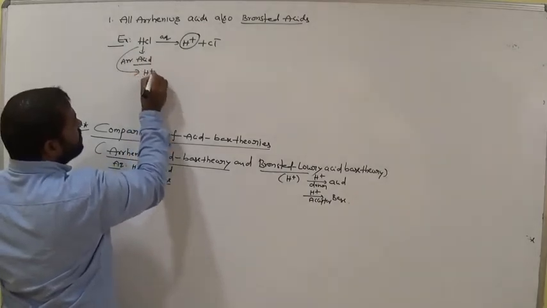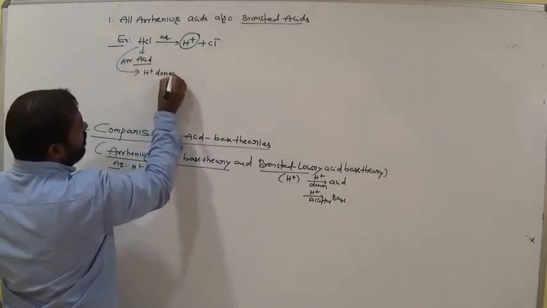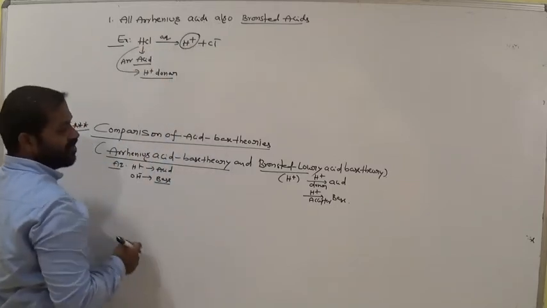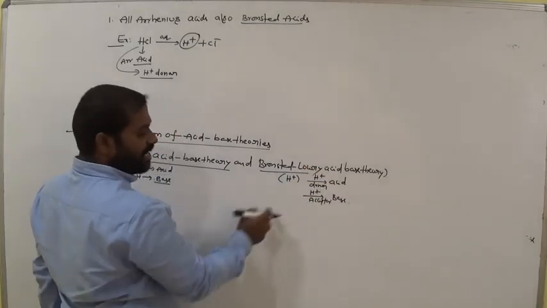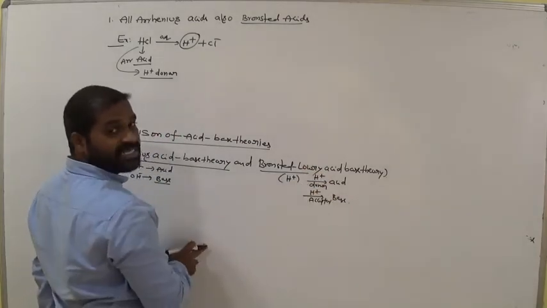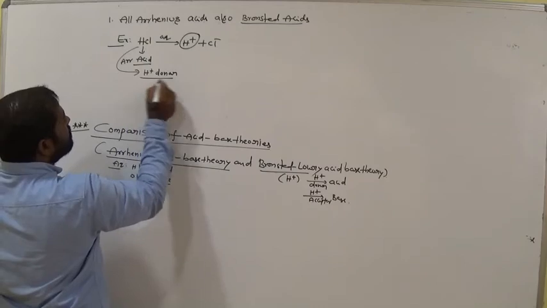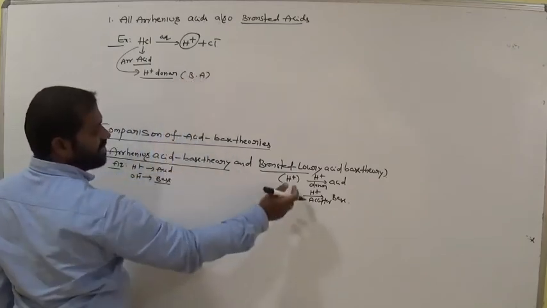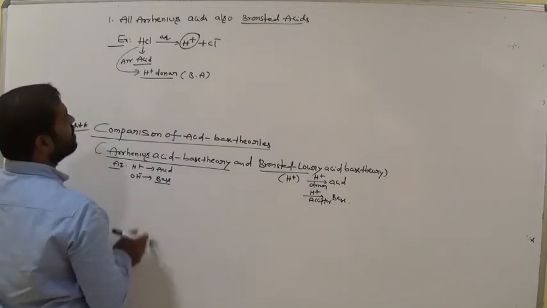It is H plus donor. Am I right? H plus donor. This is H plus donor in aqueous medium. What about the Bronsted-Lowry acid? H plus donor is called a Bronsted acid. So H plus donor means Bronsted acid.